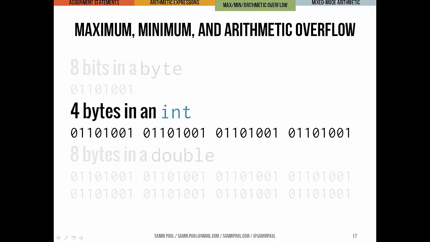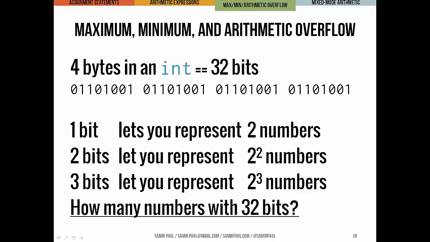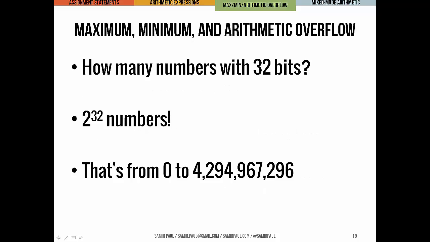Let's take a closer look at what happens when we run up against the limits of an int, a 4-byte, 32-bit int in Java. Okay, so remember, 1 bit lets us represent 2 numbers, 0 and 1. 2 bits lets us represent 2 to the second numbers. Okay, that's 4 numbers. 3 bits lets us represent 8 numbers. That's 2 to the third power. So if we had 32 bits, which is what we have in Java with an int, that lets us represent 2 to the 32nd power numbers. Essentially, that's from 0 to just over 4 billion, 4.3 billion, basically.